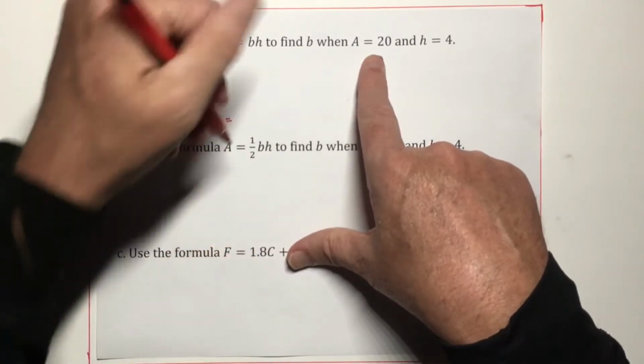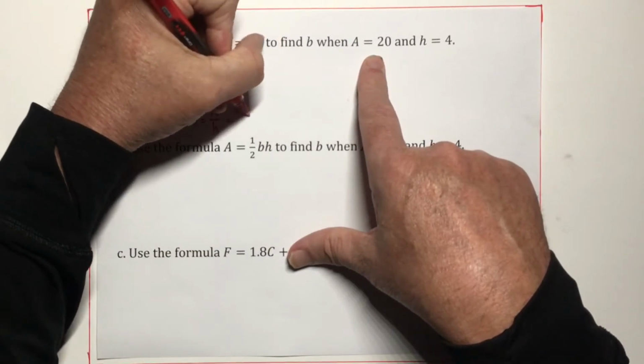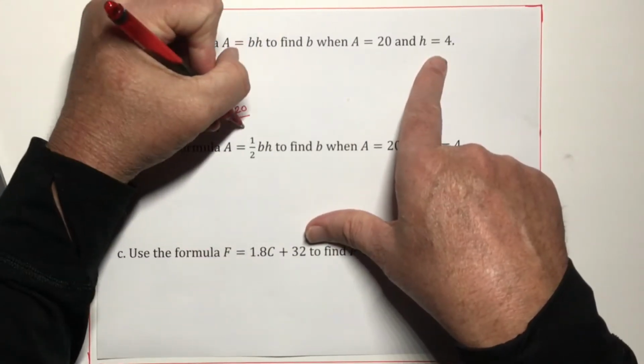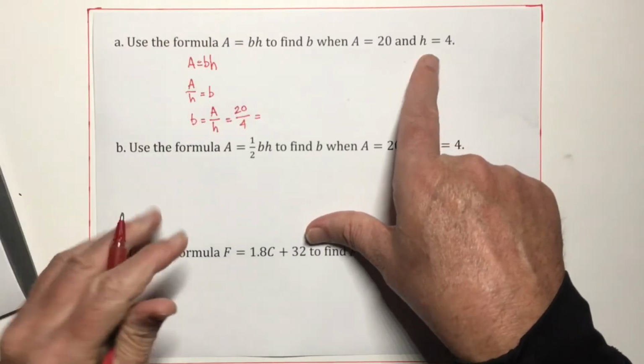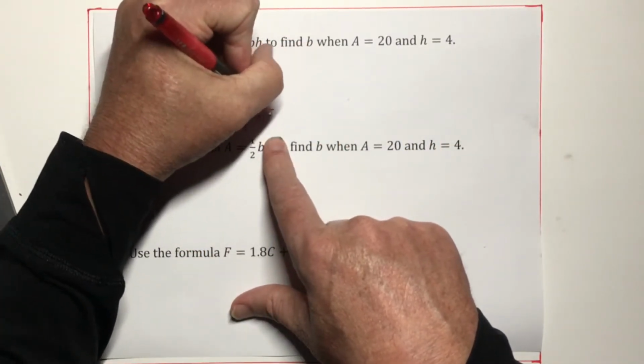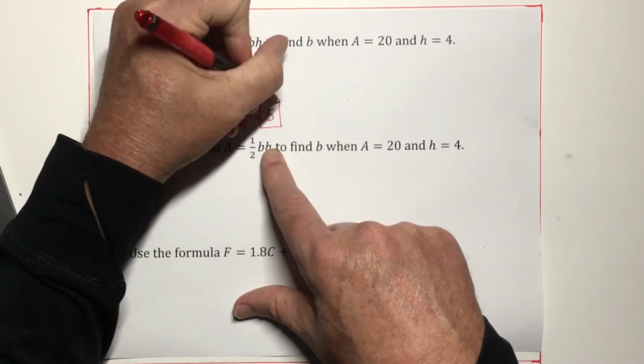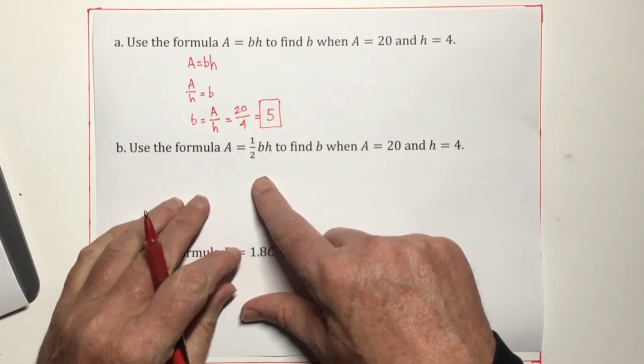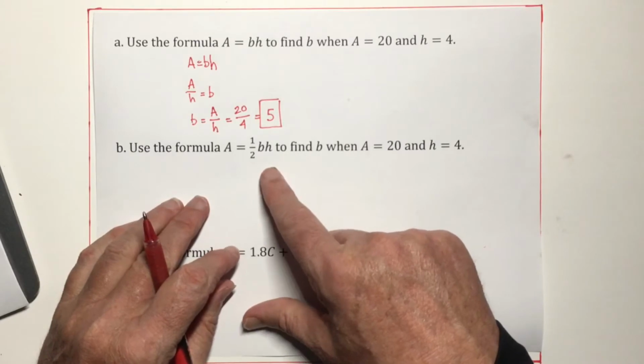Well, now we know that A is 20, so I'll plug that in for A. And we know that H is 4, I'll plug that in there. That means that the base is equal to 20 divided by 4, which is 5. There you go. So that's all you're asked to do for this section, really.